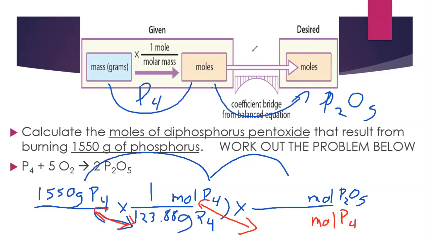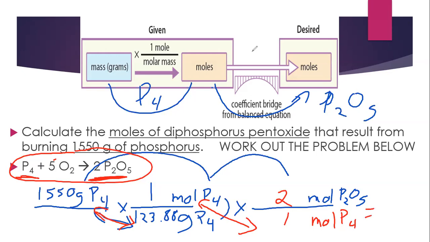Where we get this bridge mole information is from your reaction formula. For moles of P2O5 over here, we've got the 2, kind of covered up a little bit, sorry about that, and then the P4 over here is 1. So now that we've placed everything in, we've got 1550 grams P4 times 1 mole of P4 over 123.88 grams of P4, and then times 2 moles of P2O5 divided by 1 mole of P4.